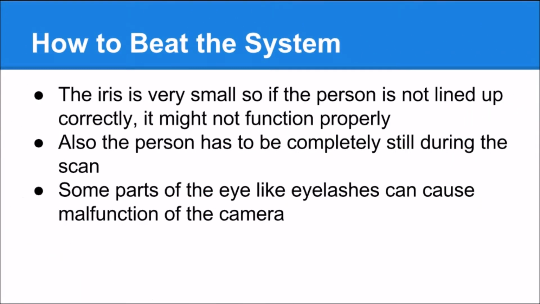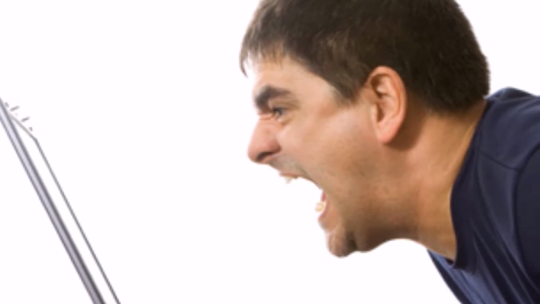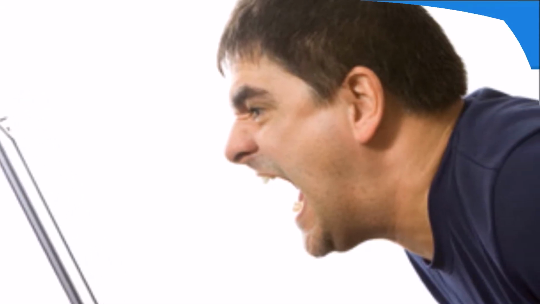How to beat the system. Since the iris is very small, if the person is not lined up correctly, it might not function properly. Also, the person has to be completely still during the scan. Lastly, some parts of the eye, like the eyelashes, can cause malfunction of the camera.